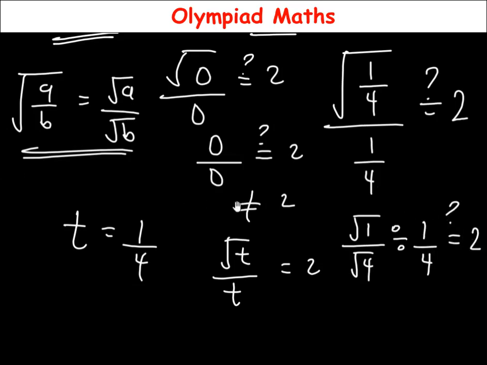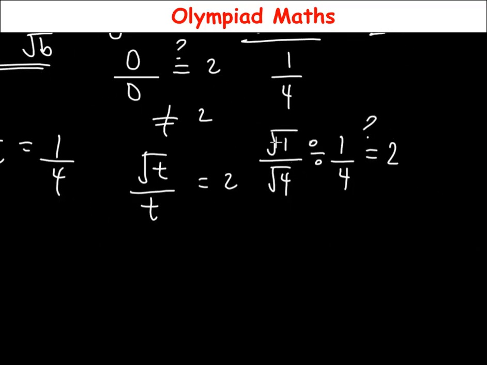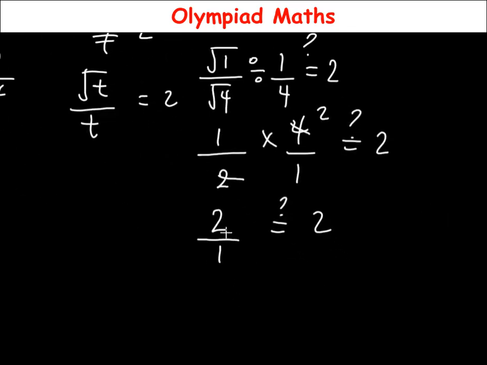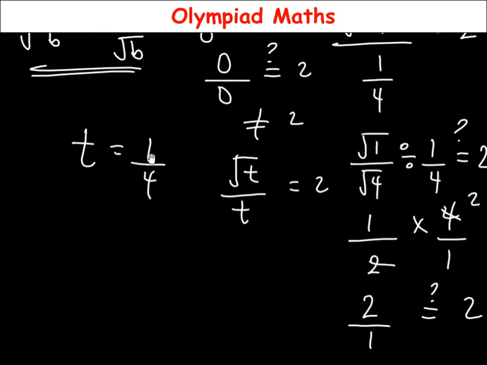Solving this further, root 1 is 1, over root 4 which is 2, then divide becomes times, so 4 goes up: 4 over 1, equal to 2? So 2 divided by 4... 1 times 2 is 2 over 1, equal to 2. And obviously 2 over 1 is 2, which equals 2. So that means that the value of t, which equals 1 over 4, is the correct value that will satisfy the given equation.